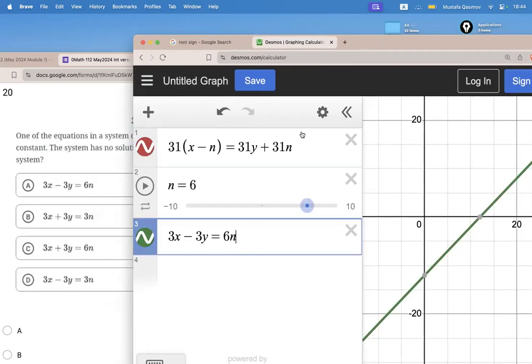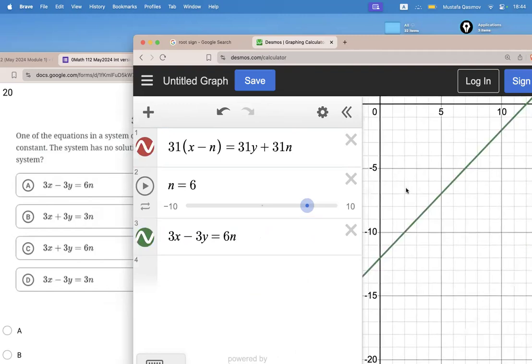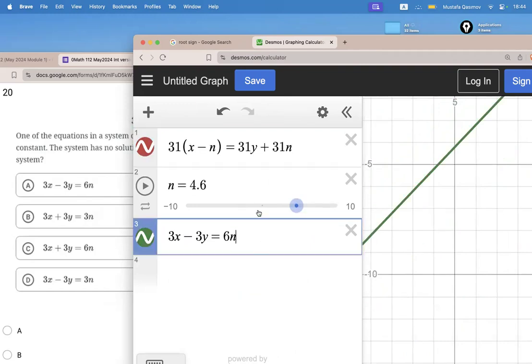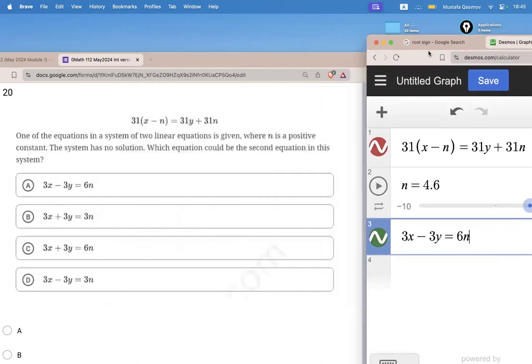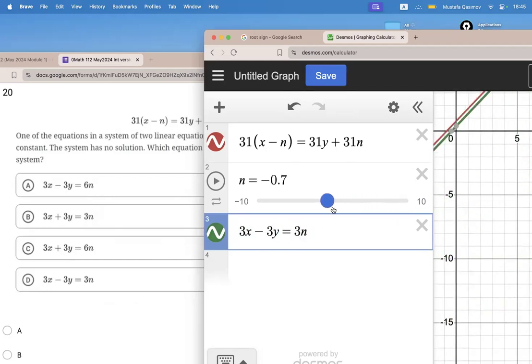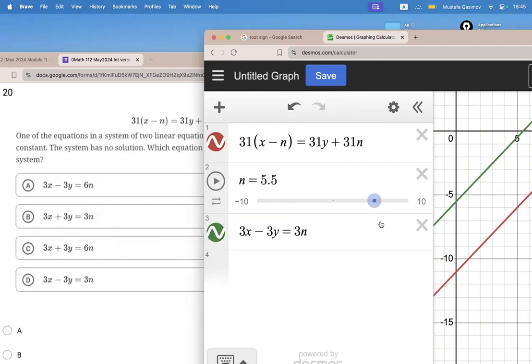You can see that they are the same line. So if we change it, it will also be the same. So it means that there are an infinite number of solutions between these two equations. But the question says the system has no solution. Because they are parallel to each other, we don't need to change this part. We have to change just this part. So B and C are also not correct. Let's look at D. So you can see that for D, there is no solution. So answer is D. Okay.